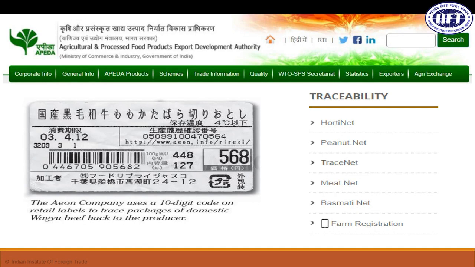They're also working on pomegranates. Grapes is a very beautiful story. Groundnuts is what they have worked on. Organic products, meat product, basmati rice. So these are beautiful traceability systems that have already been in place.